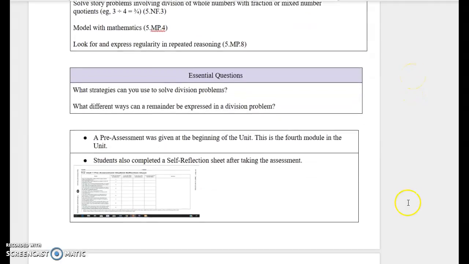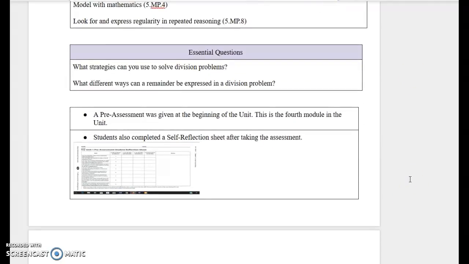The essential questions are: what strategies can you use to solve division problems, and what different ways can a remainder be expressed in a division problem?